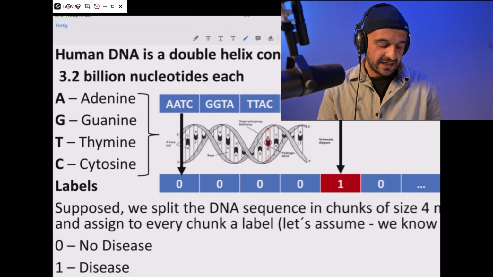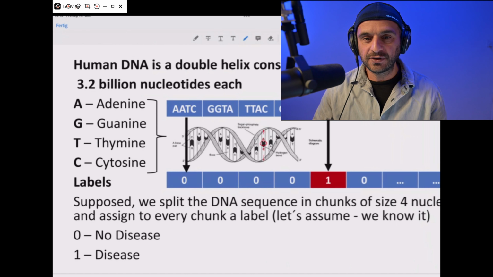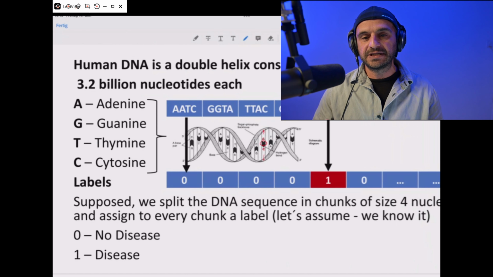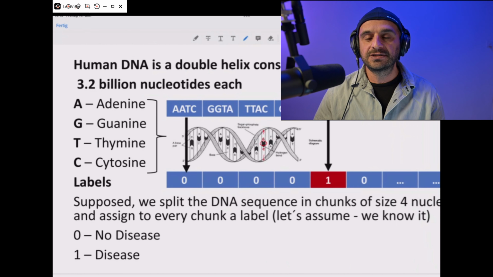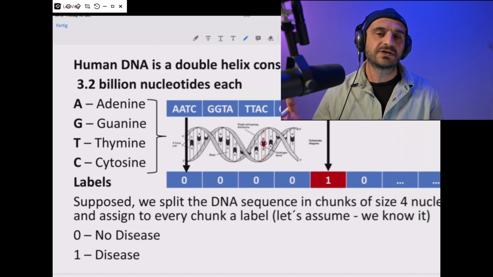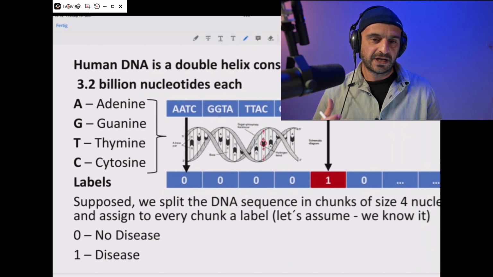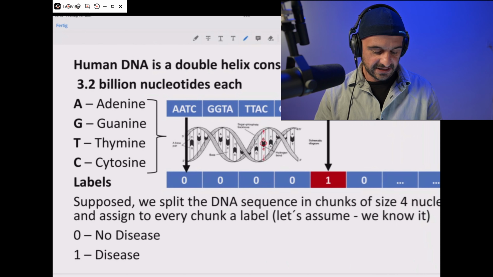Okay, but don't forget what we want. We want to build a small data set out of this human DNA, to showcase how the neuronal network works. This is the idea. So that is why I have chosen this example.